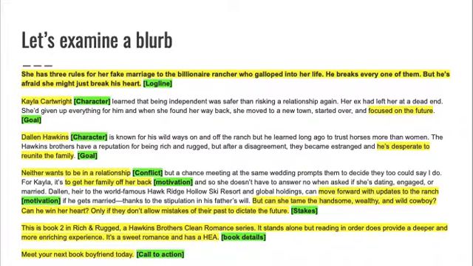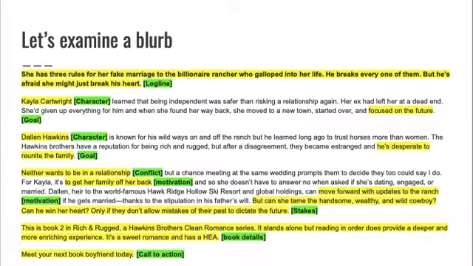But a chance meeting at the same wedding prompts them to decide they too could say, I do. For Kayla, it's to get her family off her back. That's her personal motivation. And so she doesn't have to answer no when asked if she's dating, engaged, or married. Dallin, heir to the world-famous Hawkridge Hollow Ski Resort and Global Holdings, can move forward with updates to the ranch. There's his personal motivation if he gets married, thanks to the stipulation in his father's will.